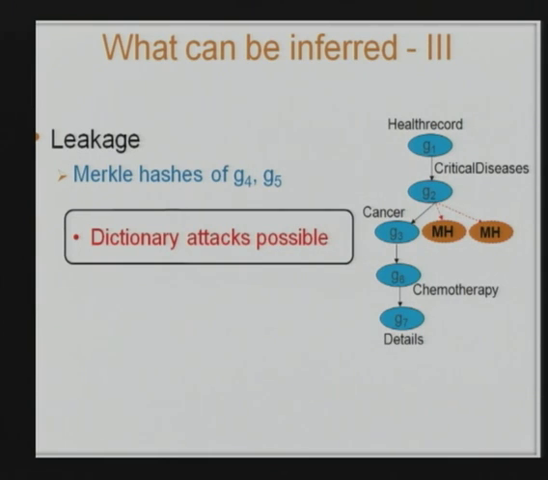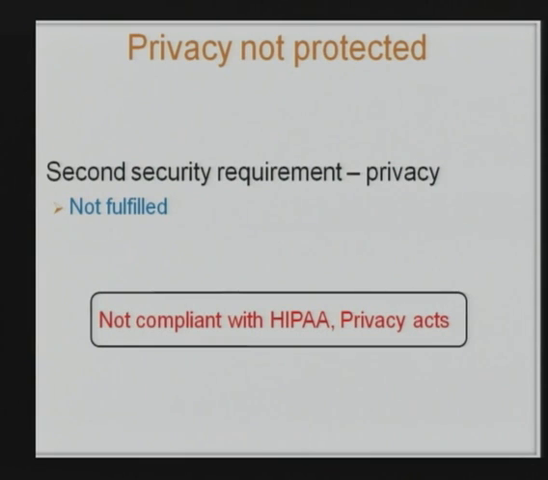Moreover, if the Merkle hashes have not been computed appropriately, or the hashing system has not been implemented appropriately, dictionary attacks can be carried out. In fact, even with existing Merkle hashes, they leak the length of the strings and certain other information. They are not fully confidentiality preserving. Therefore, the Merkle hash technique leaks information. The second security requirement, privacy, is not supported, and therefore any system that uses the Merkle hash technique for supporting cloud-based healthcare solutions is not HIPAA compliant, even though they claim to be HIPAA compliant.